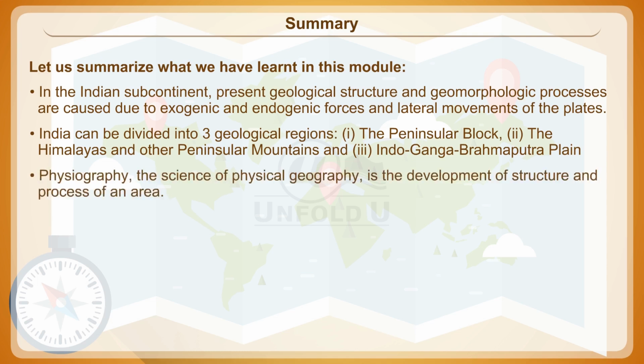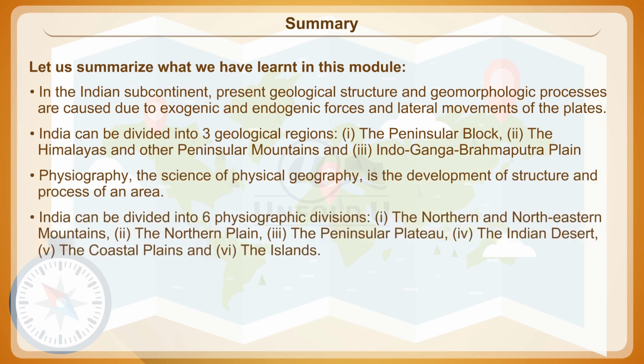Physiography, the science of physical geography, is the development of structure and processes of an area. India can be divided into 6 physiographic divisions. 1. The northern and northeastern mountains. 2. The northern plain. 3. The peninsular plateau. 4. The Indian desert. 5. The coastal plains. And 6. The islands.